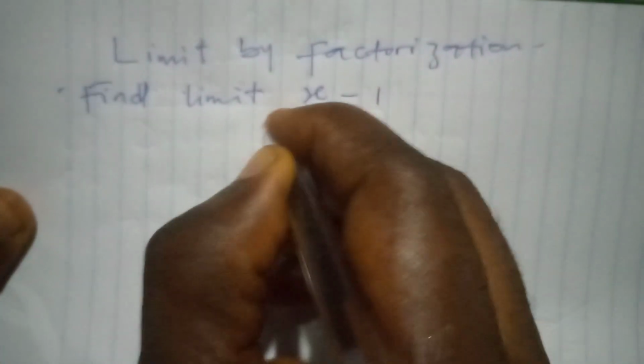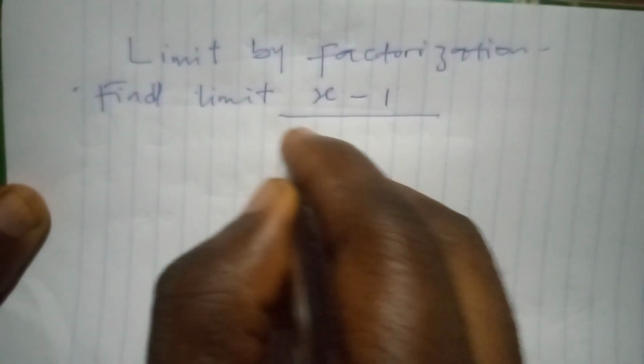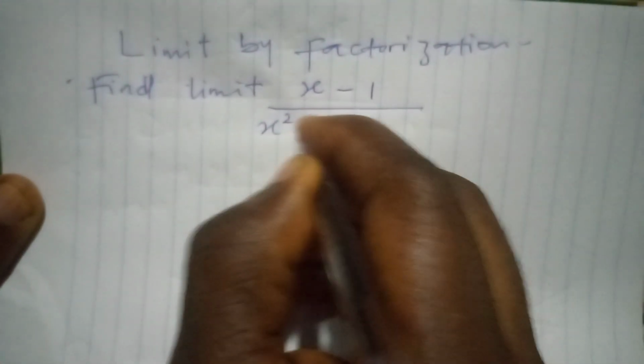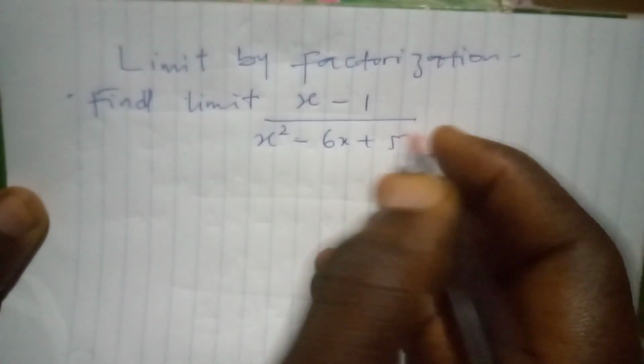Limit by factorization. We have limit by factorization. Examples: they give us something like this. Find the limit of x minus 1 all over x squared minus 6x plus 5, as x tends to 1.